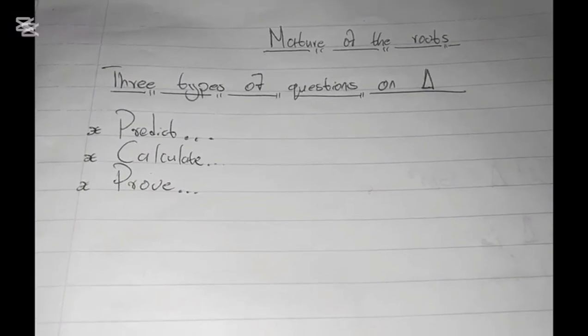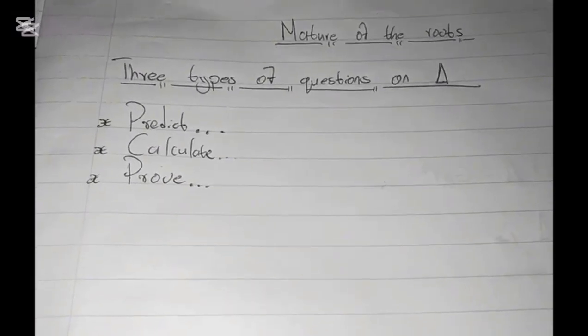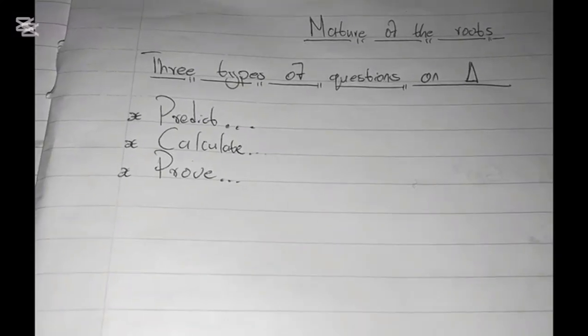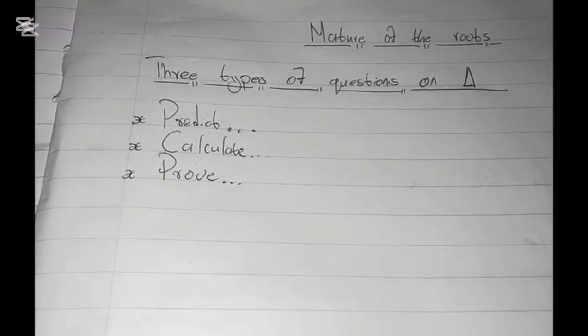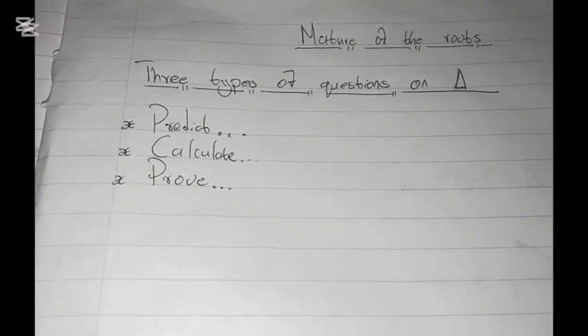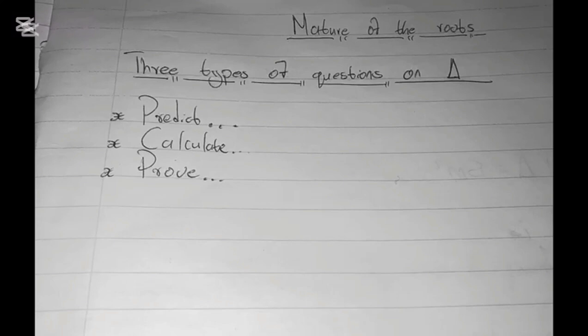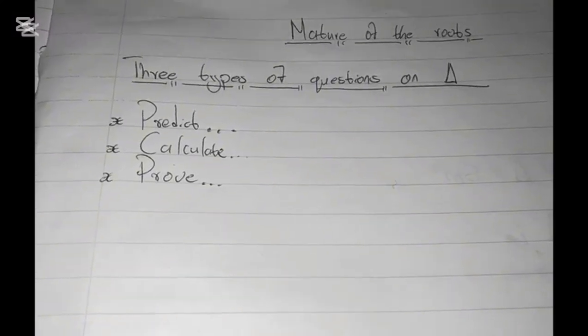Number 1 is predict, number 2 is calculate, and number 3 is prove. And the last 2 questions, we were predicting the nature of the root. So it means that they fall under the predict questions. So now, let's quickly jump to calculate questions. This is where we are going to find the unknown values.